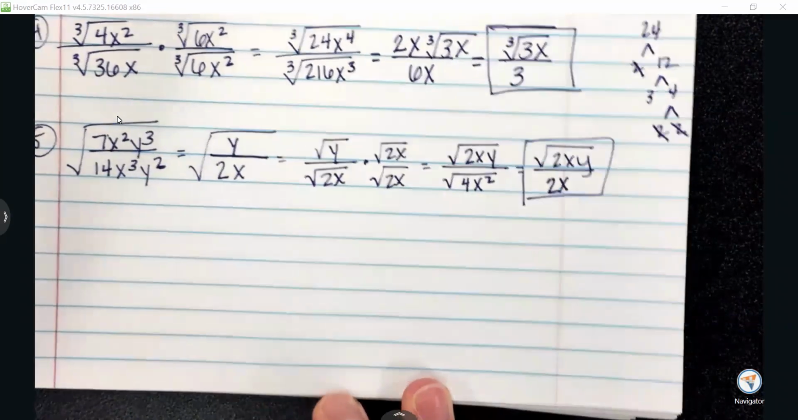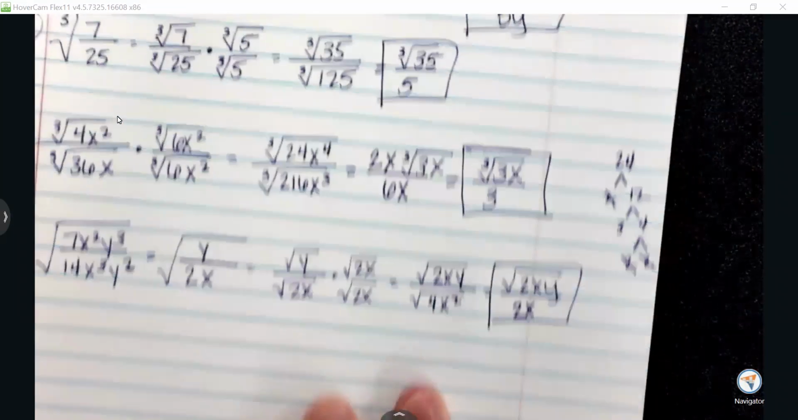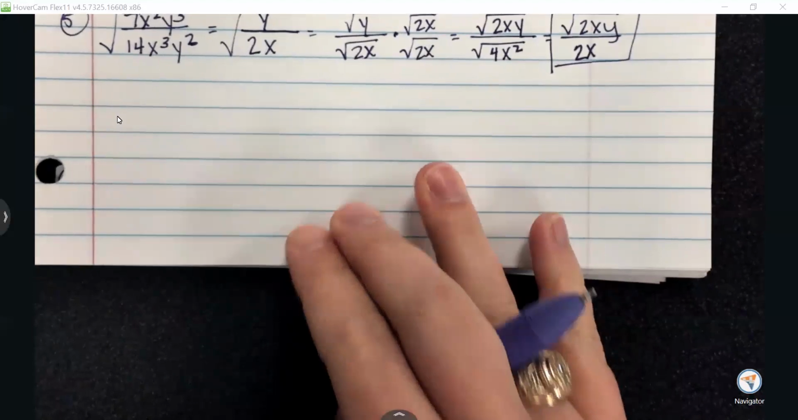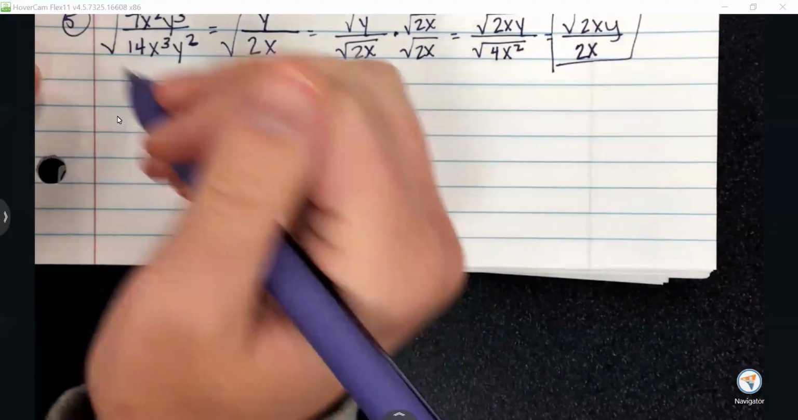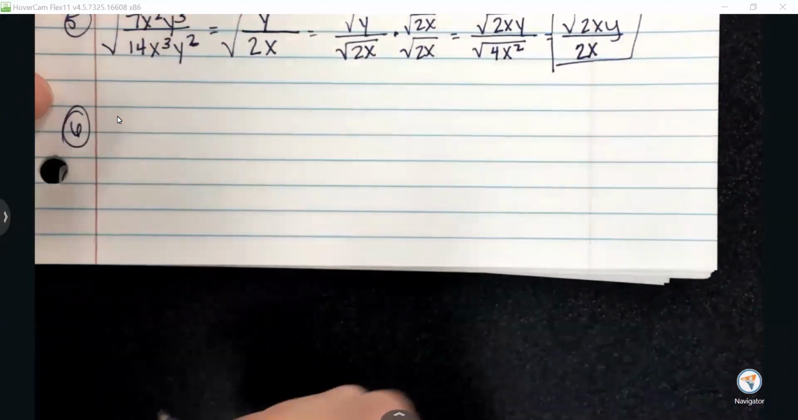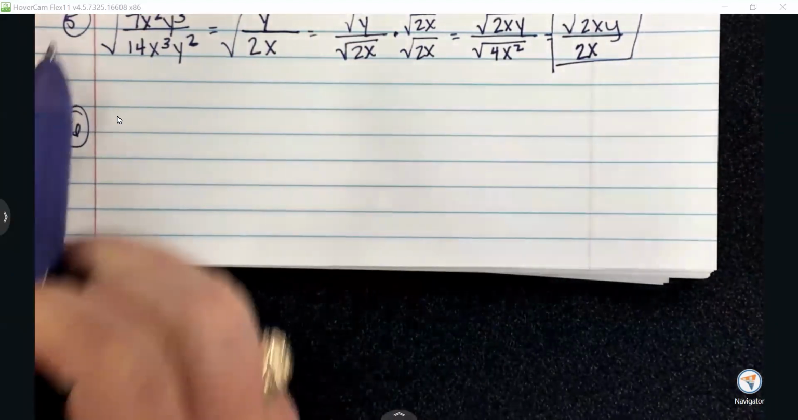All right. Let's see here. Let me change my... All right, number 6, and then we'll save the 5th root for last, and then you can practice.